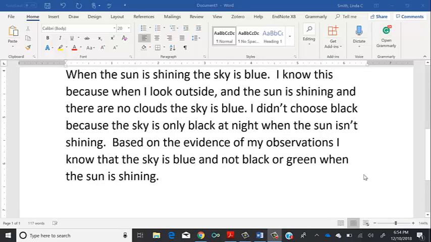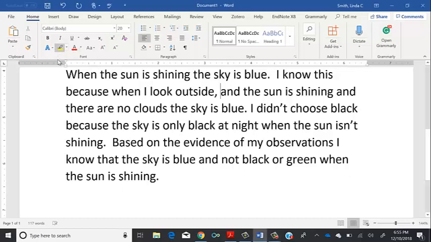So it says, when the sun is shining, the sky is blue. I know this because when I look outside and the sun is shining and there are no clouds, the sky is blue. I didn't choose black because the sky is only black at night when the sun isn't shining. Based on the evidence of my observations, I know that the sky is blue and not black or green when the sun is shining. So let's take a look at what we've done here.